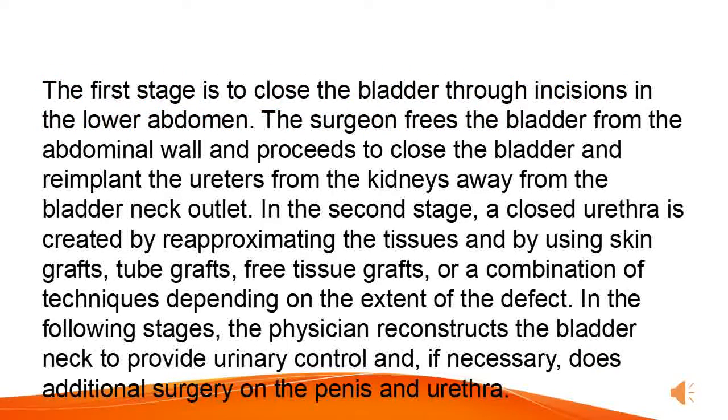The first stage is to close the bladder through incisions in the lower abdomen. The surgeon frees the bladder from the abdominal wall and proceeds to close the bladder and reimplant the ureters from the kidneys away from the bladder neck outlet. In the second stage, a closed urethra is created by reapproximating the tissues and by using skin grafts, tube grafts, free tissue grafts, or a combination of techniques depending on the extent of the defect. In the following stages, the physician reconstructs the bladder neck to provide urinary control and, if necessary, does additional surgery on the penis and urethra.